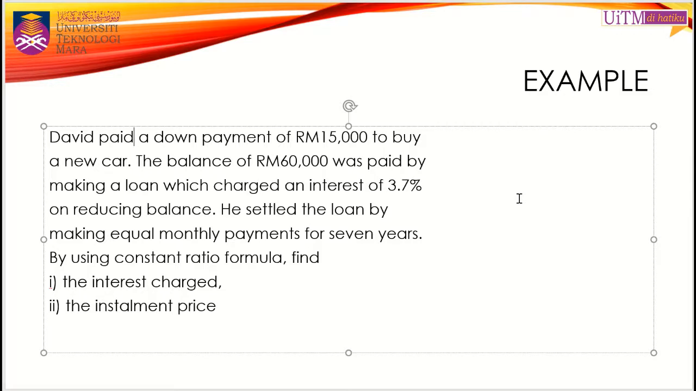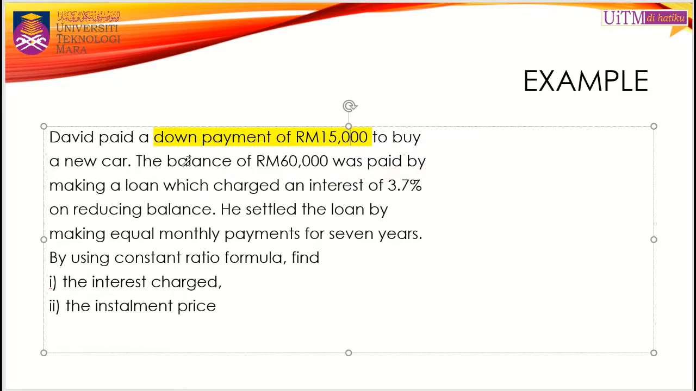the second one, find the installment price. Okay, first of all, when you want to solve the problem, the first thing that you need to identify is the information given in the question itself. Let's first highlight the information that is given in this example. The first information that you have here is the down payment of 15,000, so DP is equal to 15,000.